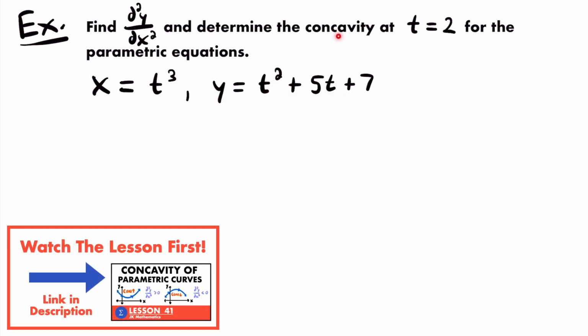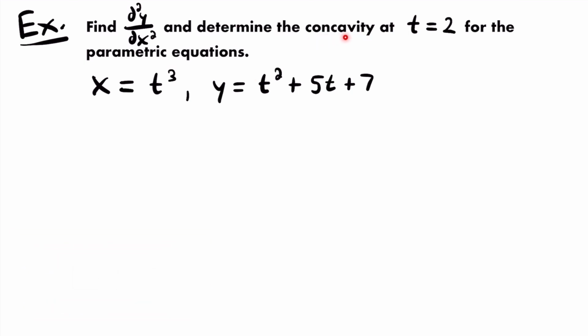All right, so in this problem, we want to determine the concavity at a specific value of t for a curve represented by parametric equations. Whenever you want to determine the concavity of a curve, you know you're going to be working with the second derivative. Even if this problem didn't say find the second derivative, if you were just asked to find the concavity at a specific value of t, you know you're going to need to find the second derivative.